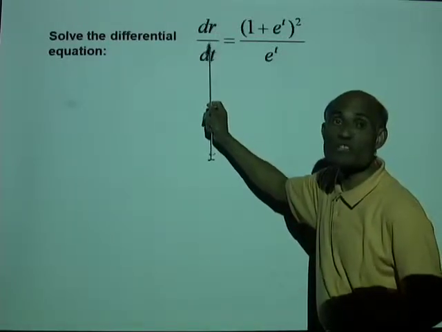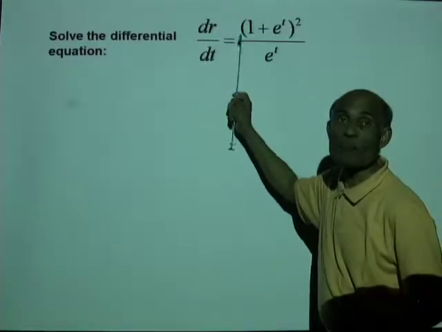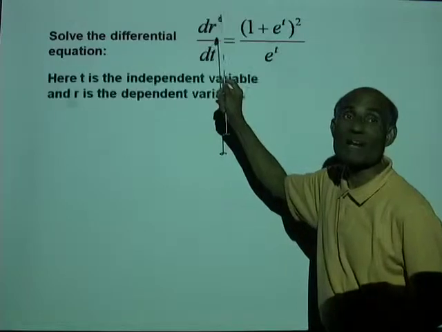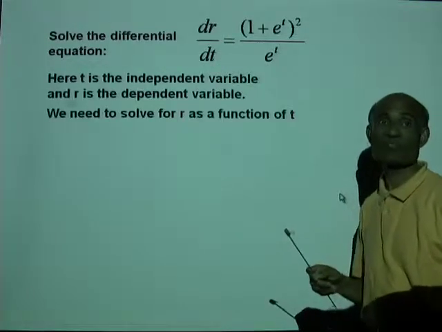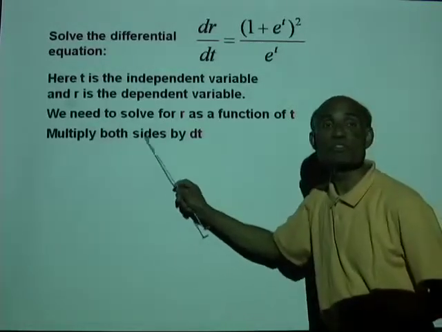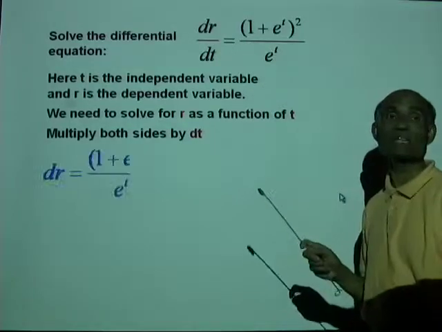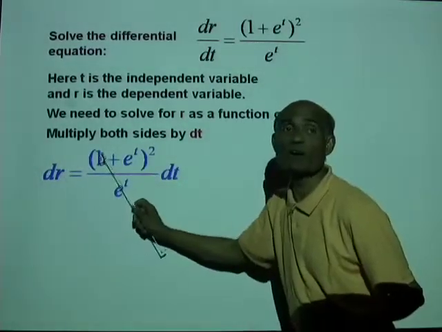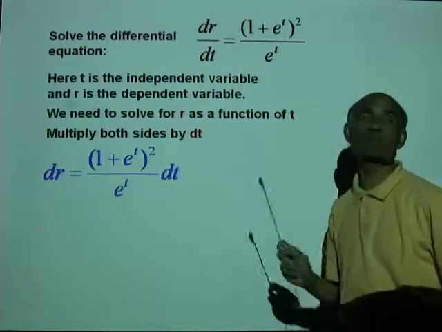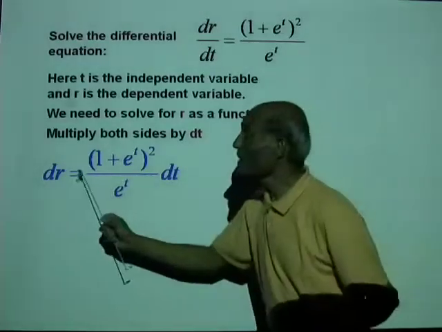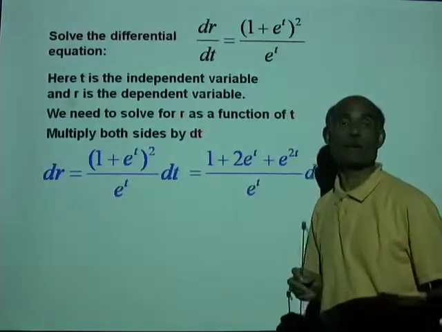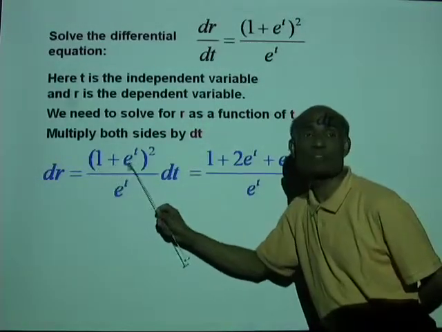So the first thing to do is separate the variables. Multiply both sides by dt so that you have dr alone on the left side. Is that right? Yes. So we need to solve for r as a function of t. The first thing to do is multiply both sides by dt, and that gives you dr equal to 1 plus e to the power of t all squared over e to the power of t dt. And in order to get r, we integrate the left hand side and the right hand side. But before that, let's expand the numerator.